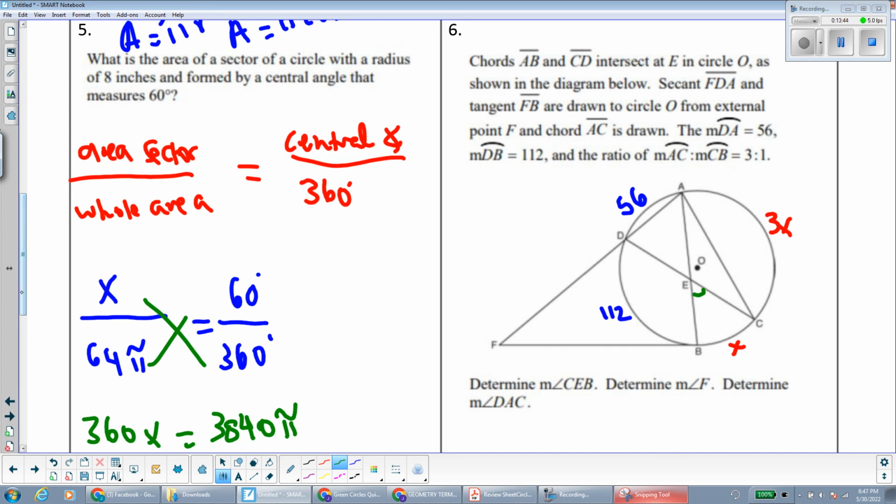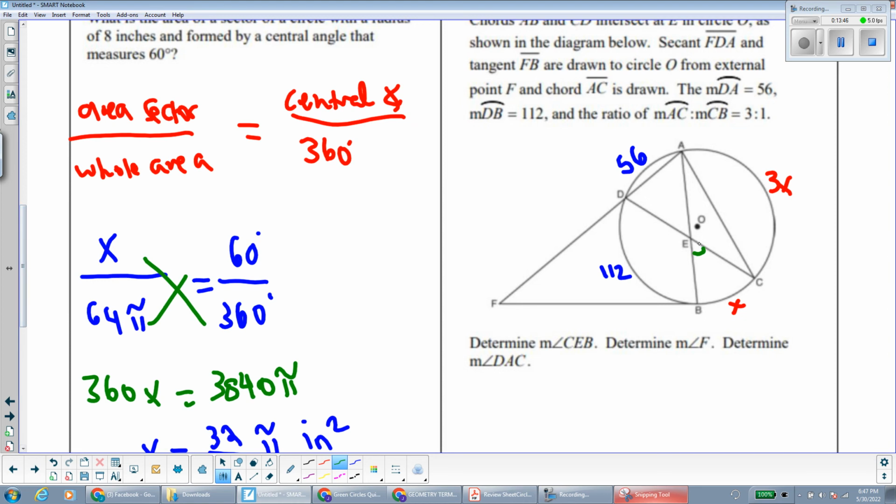In order to find the measurement of that vertical angle, I need to take half the sum of the intercepted arcs from the two vertical angles. I need this arc in order to do that. So I'm going to first set up an equation to find the arcs. I know that all the arcs of a circle should add up to 360. So I'm going to do 56 plus 112 plus 3x plus x is equal to 360. Combining my like terms, I have 56 plus 112, that is 168, plus 4x is equal to 360.